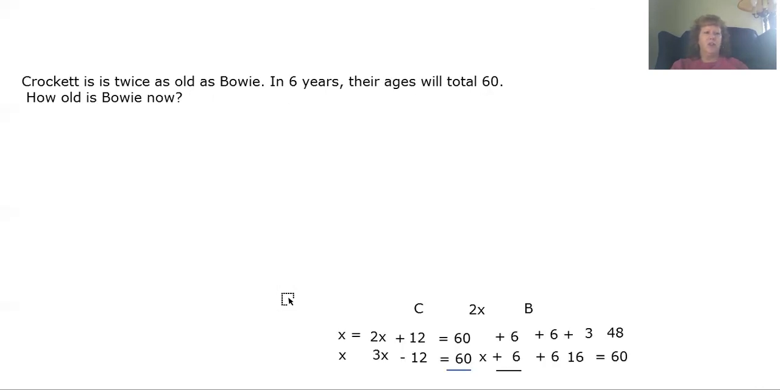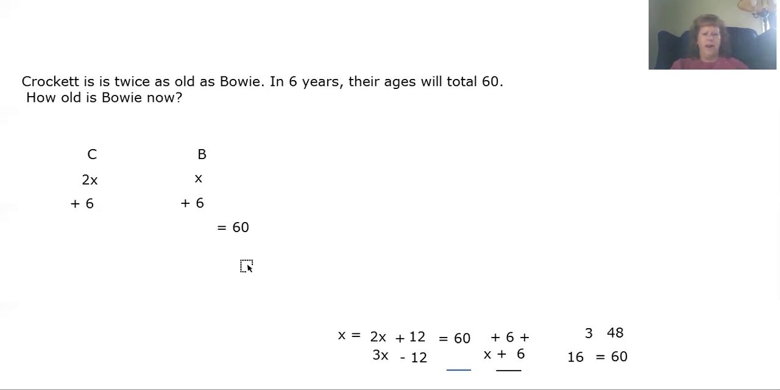So our last question is, Crockett is twice as old as Bowie. In 6 years, their ages will total 60. How old is Bowie now? I'm sorry if this question was misprinted earlier. If it was, just take a moment now and do the problem. So if you had Crockett and Bowie, and Crockett is twice as old as Bowie, in 6 years would be added 6 to both their ages. And that would be, their ages will total 60.